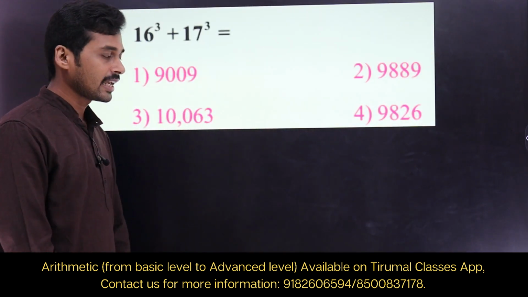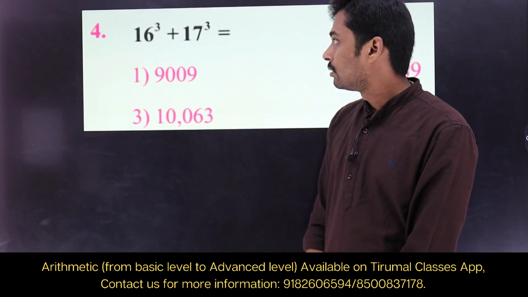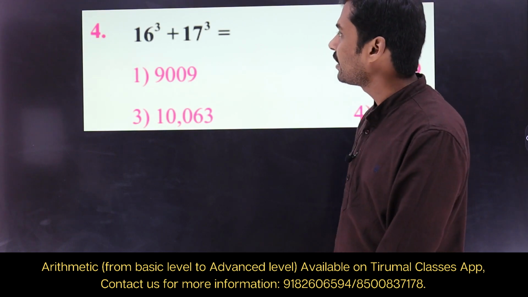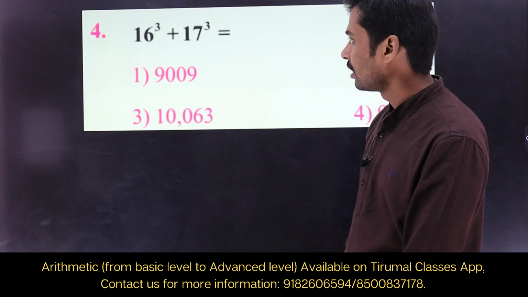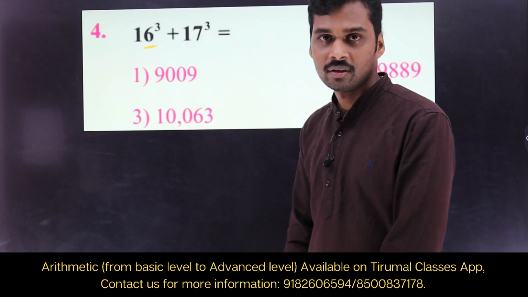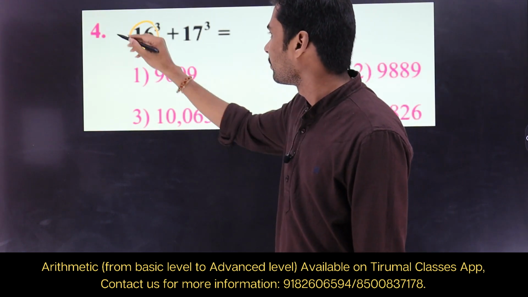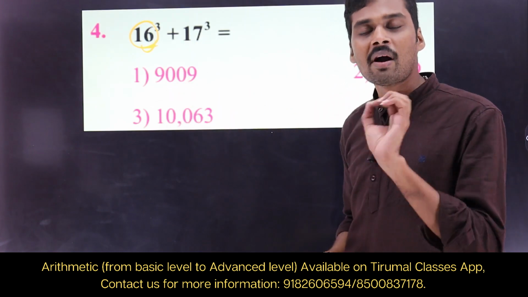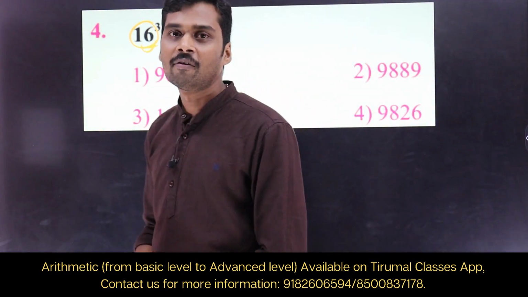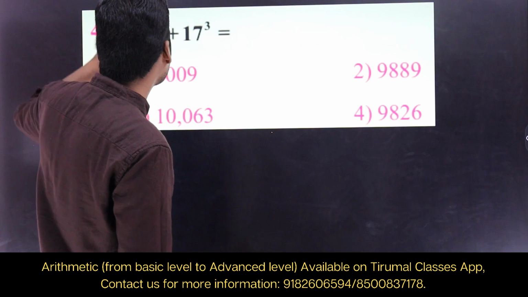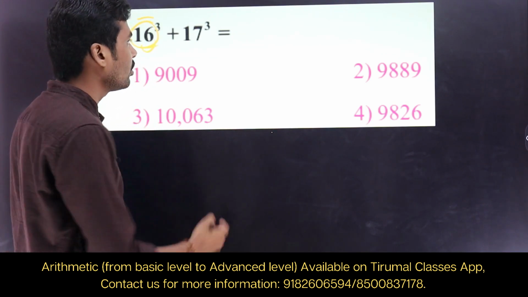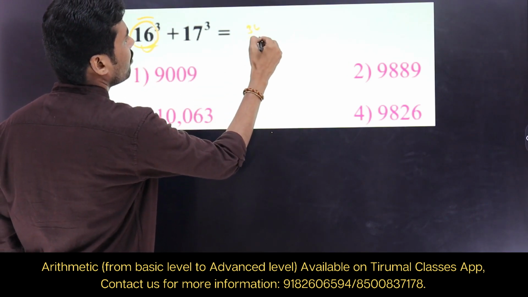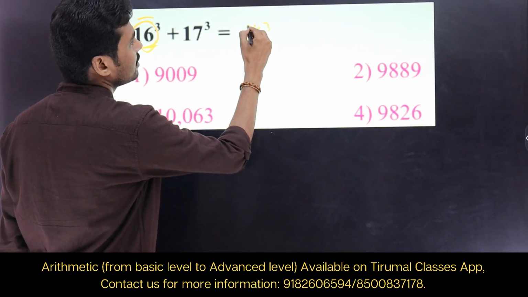Okay, now let's see the next problem. So 16 cube plus 17 cube is equal to which option? 16 cube means that what? So first of all you go with the digit sum. Forget about the cube number first. First you take the numbers, so 1, 6. What is the digit sum of this number? 1 plus 6 is 7. So which becomes what? 7 cube. 7 cube means that what? 343. So 343 means that 3 plus 3 is 6.